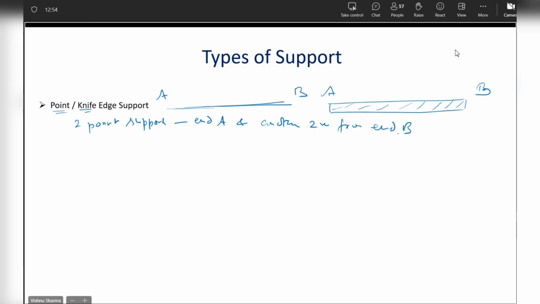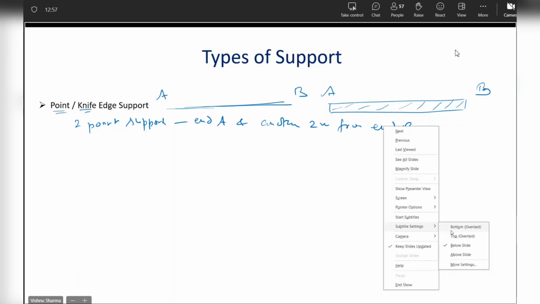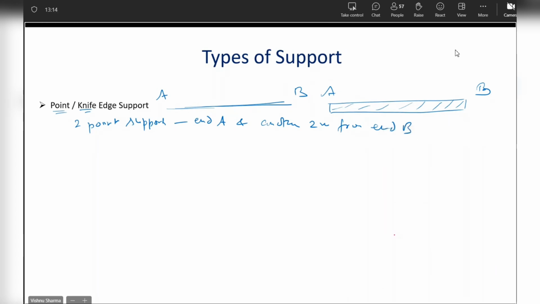What does it mean? It means a point support will be like a point weight, but the only thing is it will be acting from downwards. It will be supporting from down. So basically you see, okay. Now, one support is at end A. I will put the support like this. It's a knife edge support. Another support is 2 meters from end B. So I'll put it somewhere here. This is 2 meters from end B.